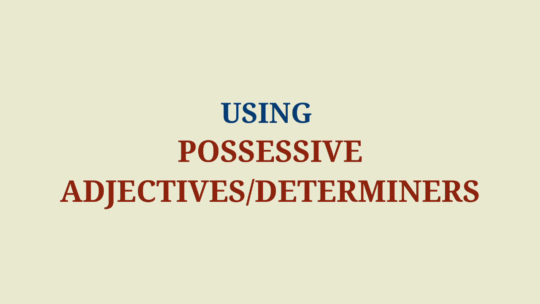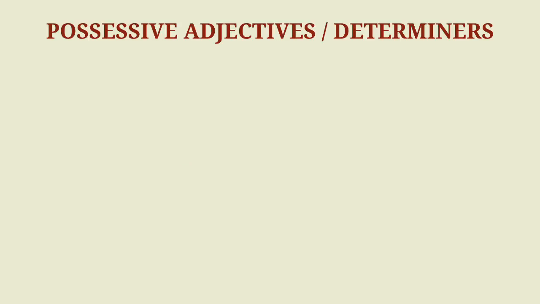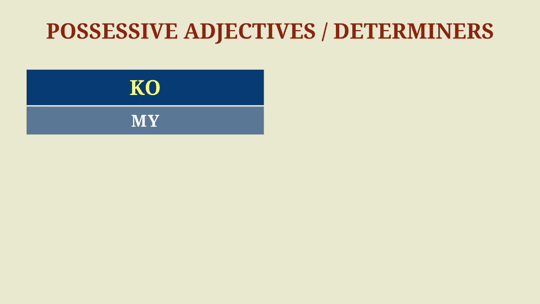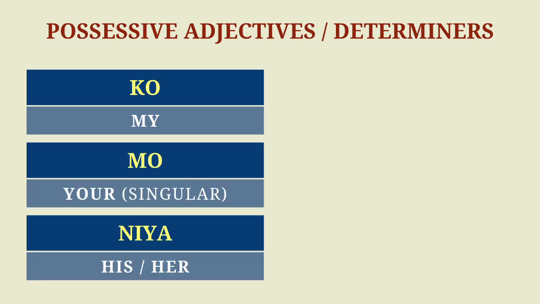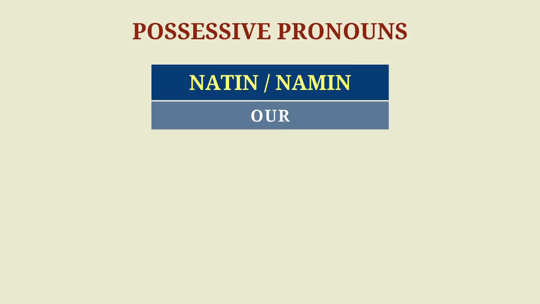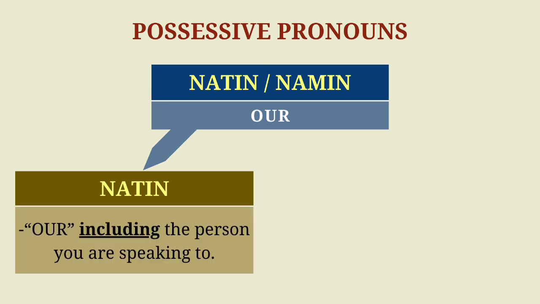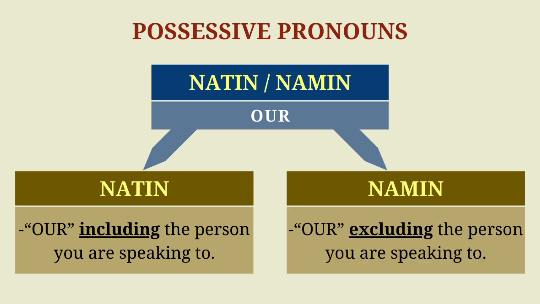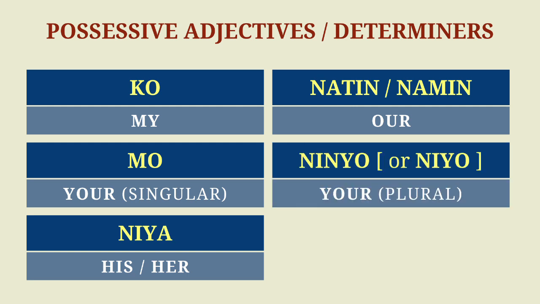Now let us talk about possessive adjectives or determiners. In English, these are my, your, his or her, our, and their. In Tagalog, we have the following: ko, mo, niya, natin, and namin. So again, the difference between the two is that natin includes the person that you're speaking to, while namin excludes the person that you're speaking to. Next one, we have ninyo or nyo, and then nila.